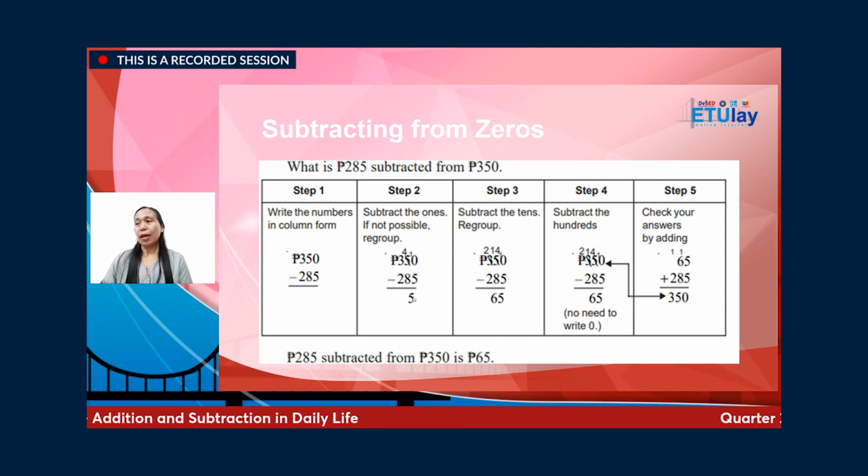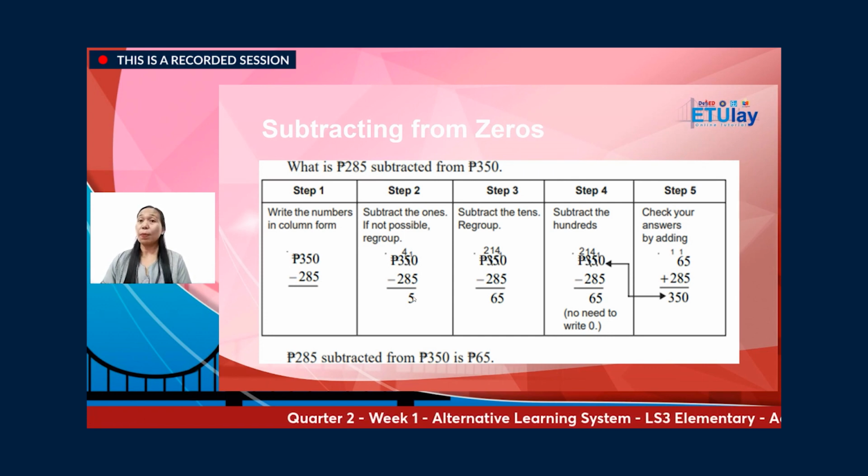Then we need to subtract the tens place. Again, we have 4 minus 8, so cannot be. We need to apply regrouping again. Borrow 1 from 3. Then we have 14 minus 8. It's equal to 6. And we have 2 minus 2. It's 0. So the answer is 65. No need to write 0 before 65. Then the remaining is 65 pesos.